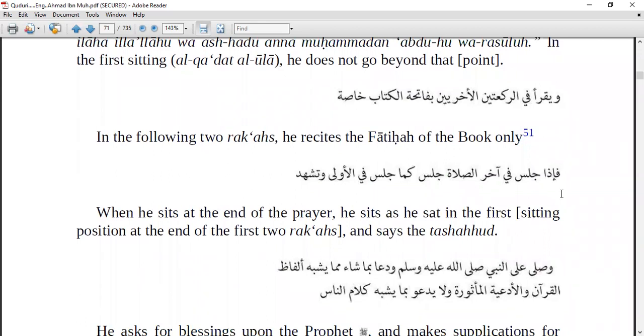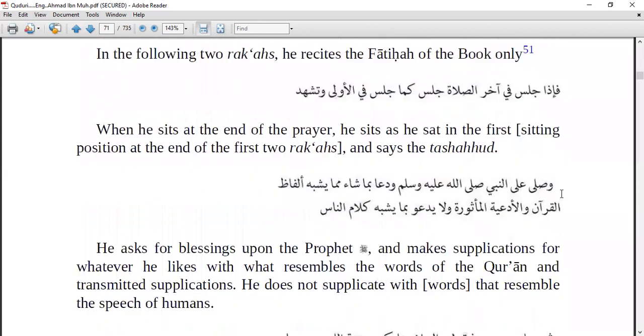Then after that, you're done with the last two units, you sit for the last qada. فإذا جلس في آخر الصلاة, when a person sits at the end of their prayer, جلس كما جلس في الأولى, they sit as they sat the first time. وتشهد, and they're going to say the tashahud like we discussed.